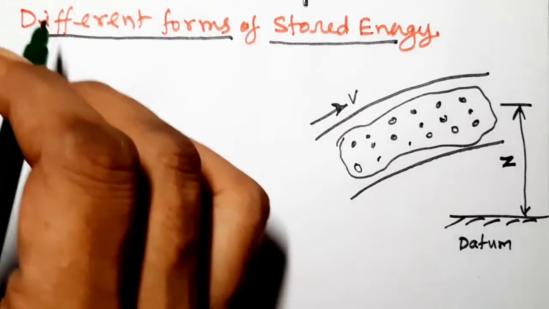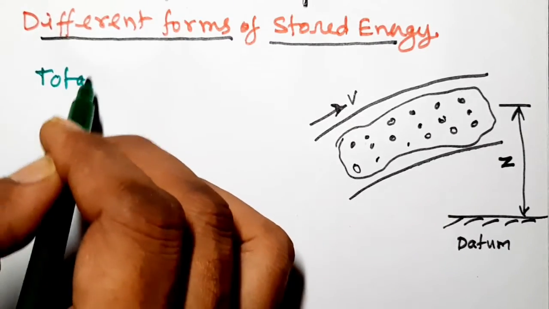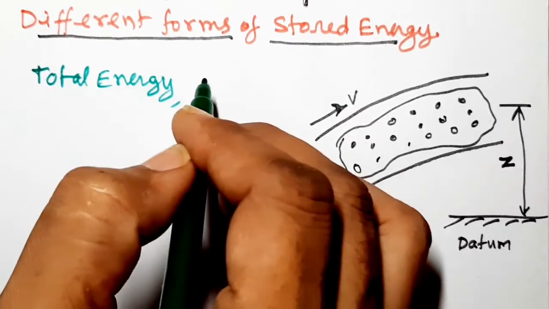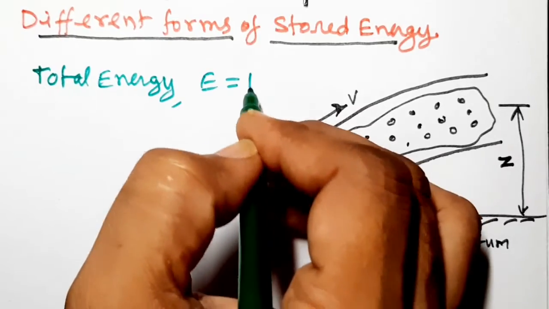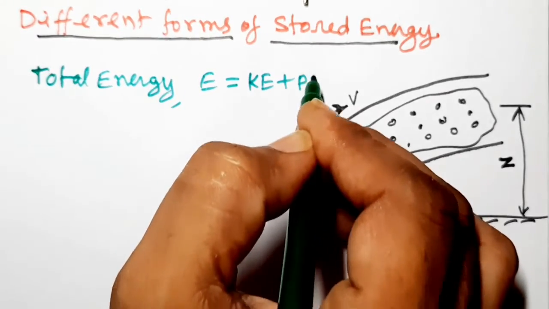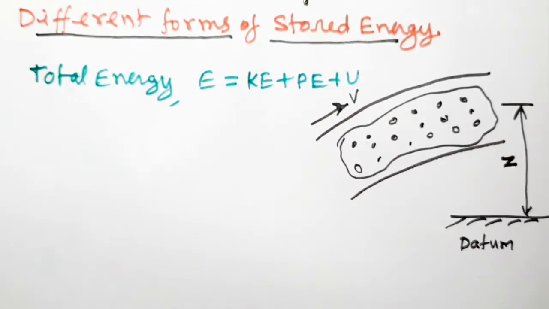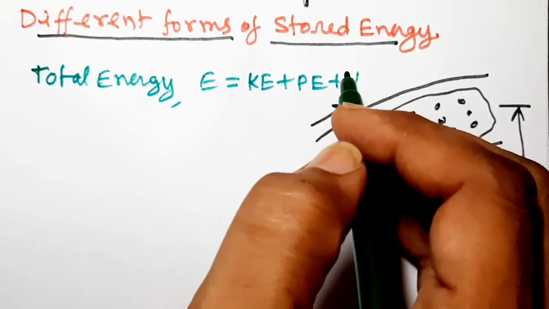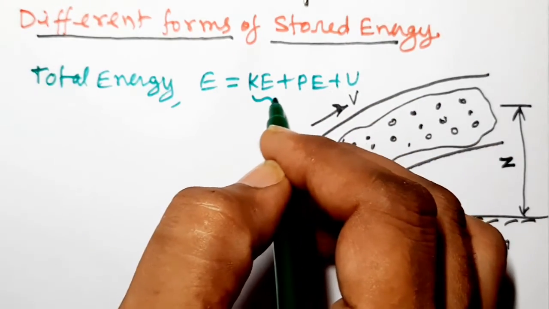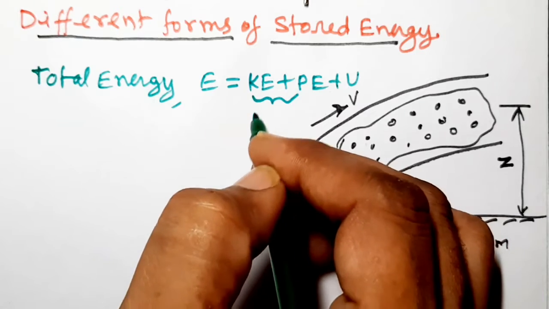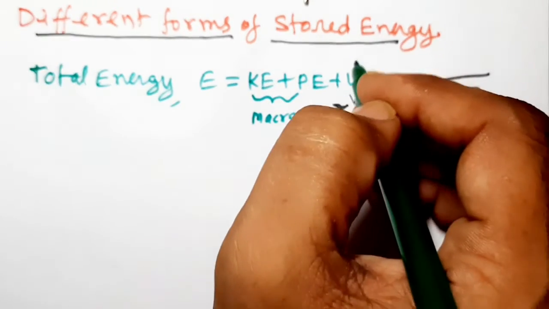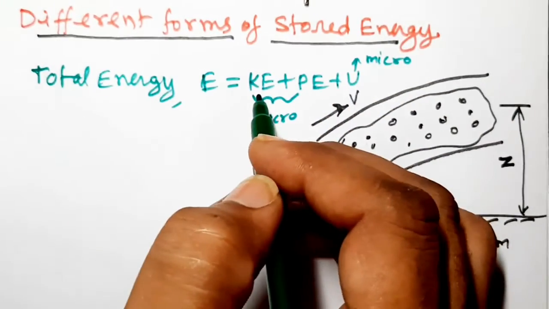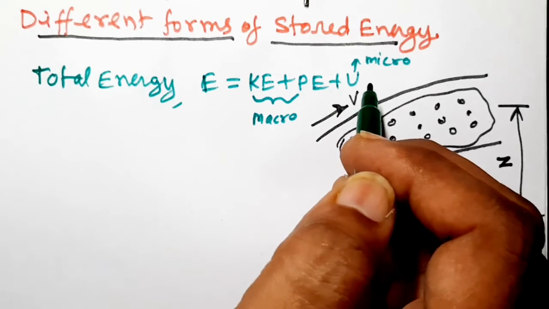So actually, total energy E is equal to kinetic energy plus potential energy plus internal energy. So here, this is micro energy, and these two are macro energies. So this is macro and this is micro. So the sum of energy is equal to kinetic energy plus potential energy plus internal energy.